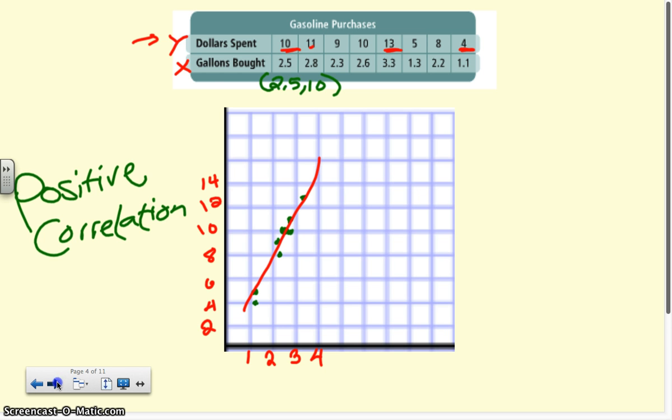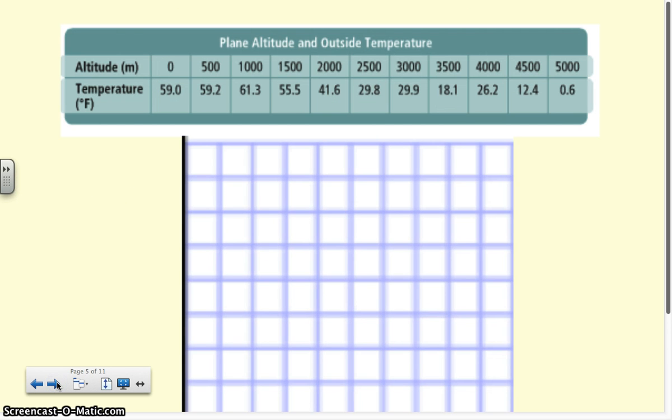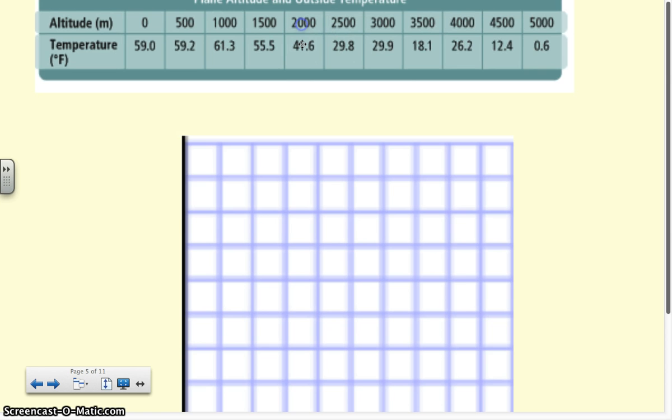Looking at the next one. Okay, I want to plot this one. I'm just going to plot this one. You do not have to plot this one in your notes.